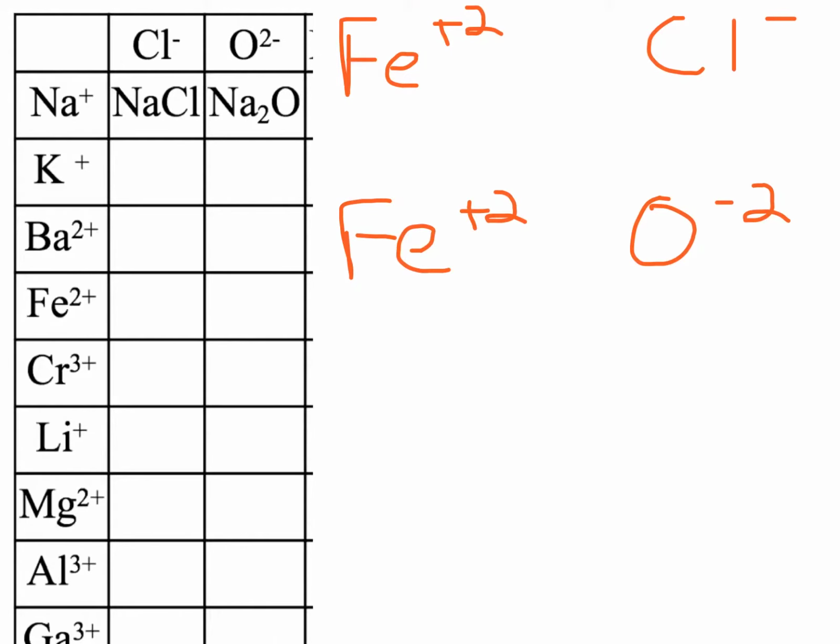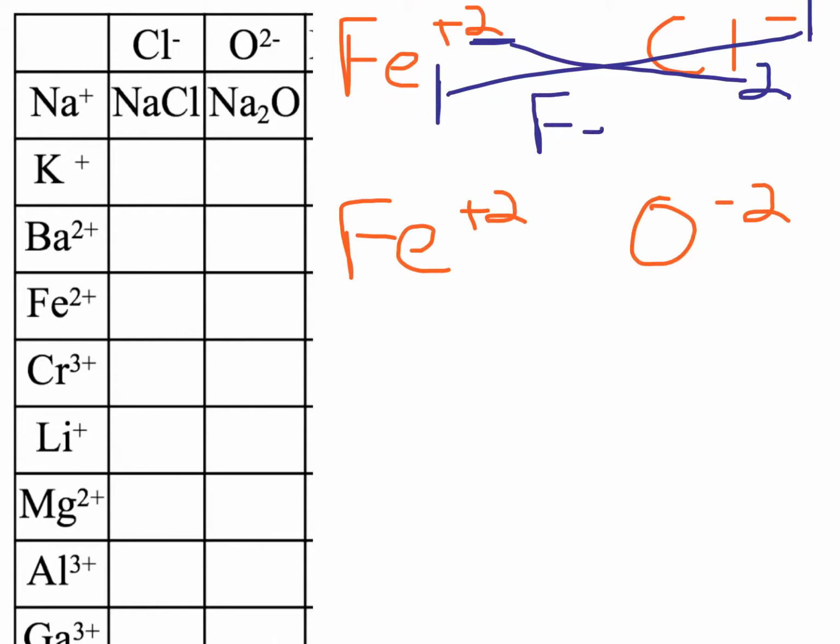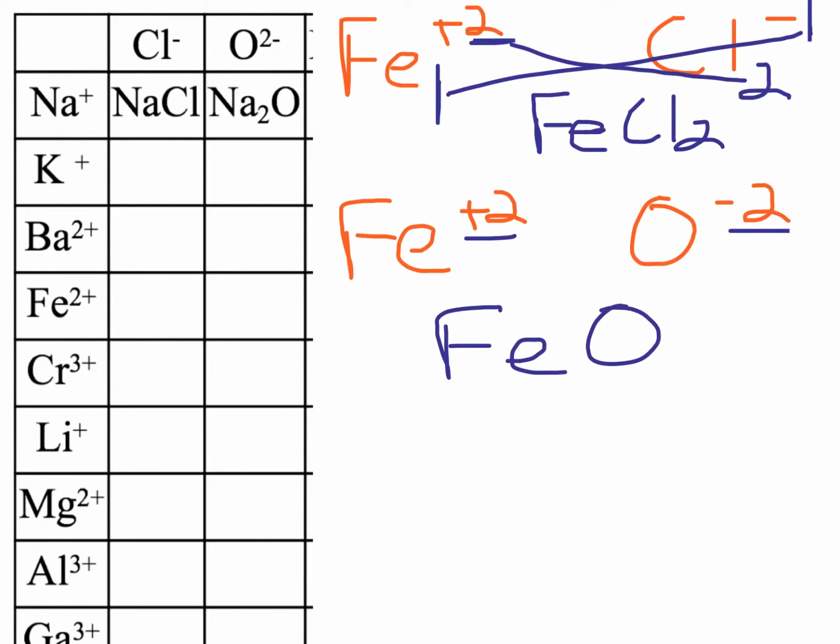Looking at iron 2, the iron 2 charge, and chloride, take that 2, carry it over, cross it over, -1, cross that over. So when we crisscross, we have 1 iron, 2 chloride, iron 2 chloride. Over here, we have a +2 and a -2. Oh, they already cancel each other out, so I know that my formula is just FeO for that one.